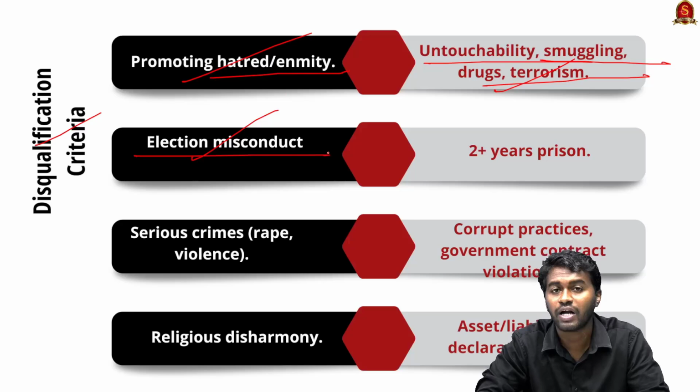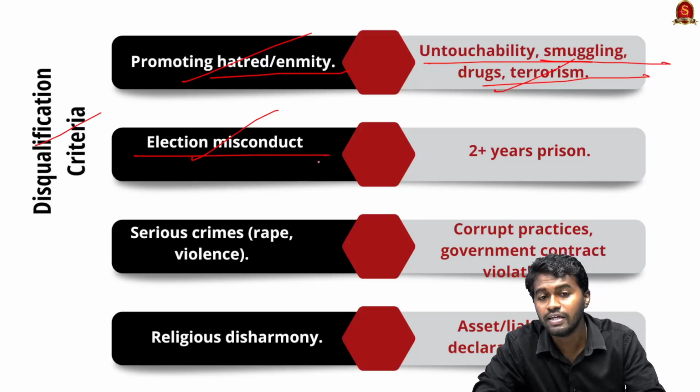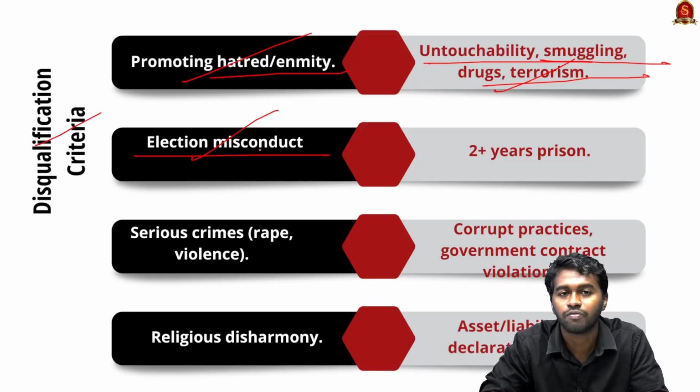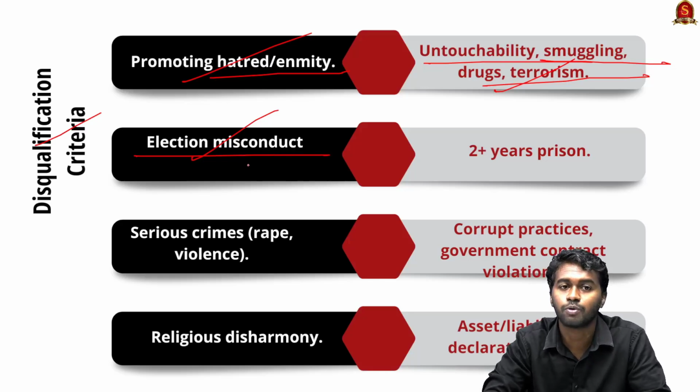And next is election misconduct. That means if you are doing any illegal activities during the time of election to manipulate the process, the best example is using government machinery or government officials to promote yourself in the election. This type of activity is not encouraged.